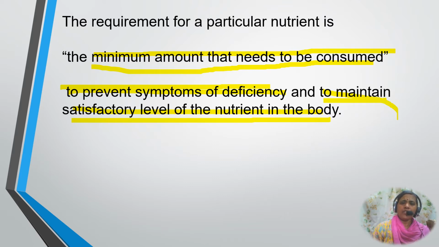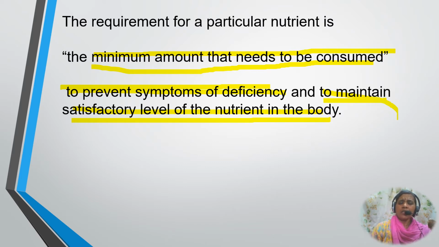See, for example, in case of infants and children, the requirement is to maintain the satisfactory rate of growth and development, because in children and infants the growth will be rapid, so the requirement of nutrient is fixed to match that growth and development. Similarly, for an adult, the nutrient requirement is the amount that will maintain the body weight as well as prevent the depletion of any nutrient from the body, or if there is a depletion, that may lead to deficiency, right?